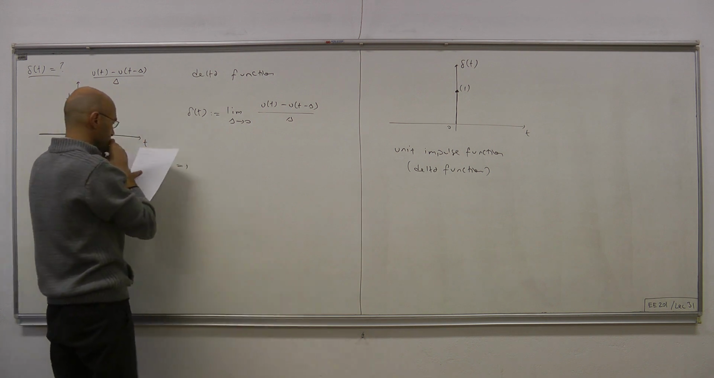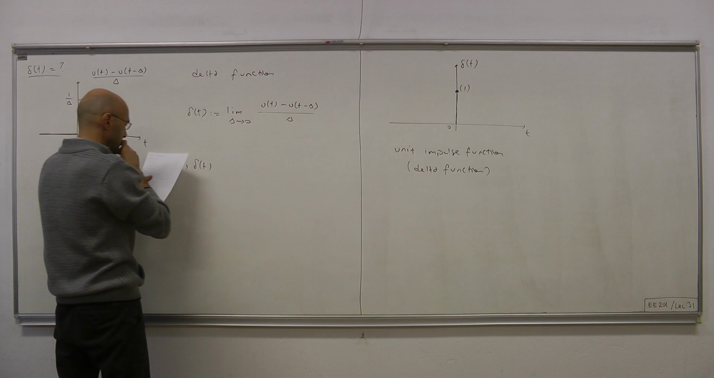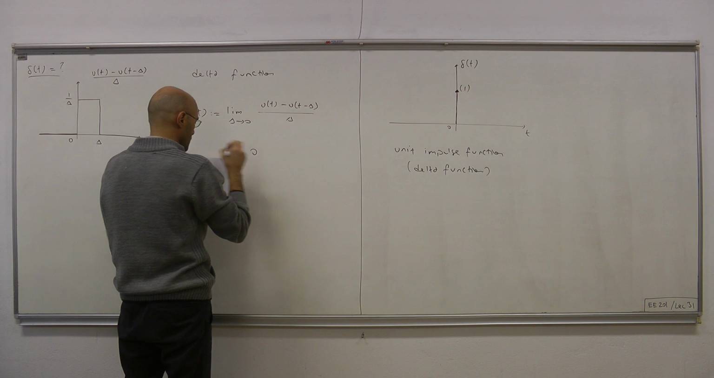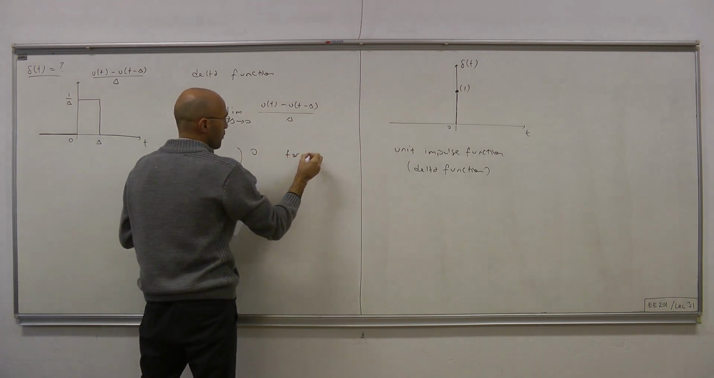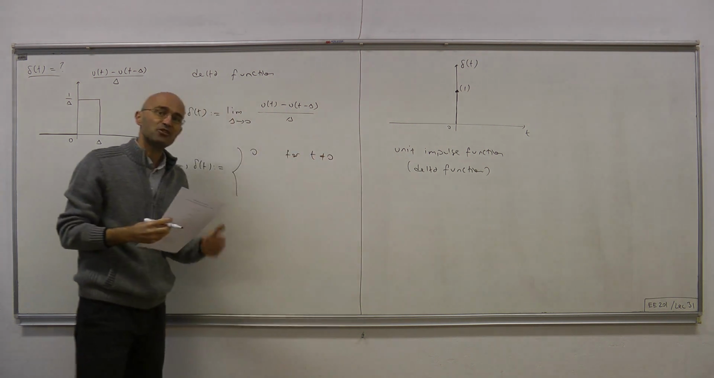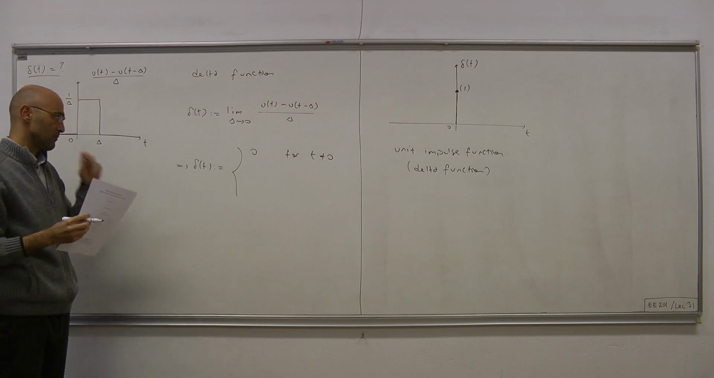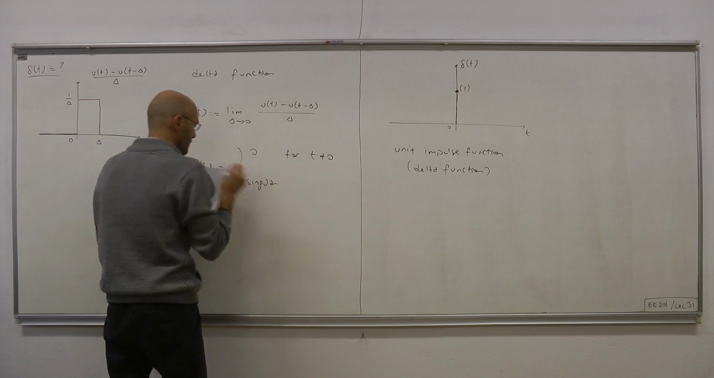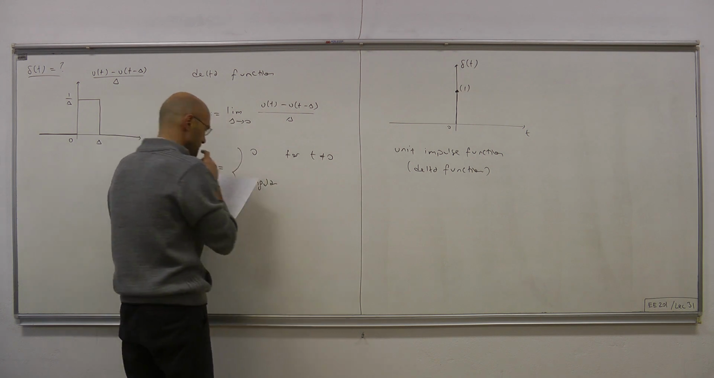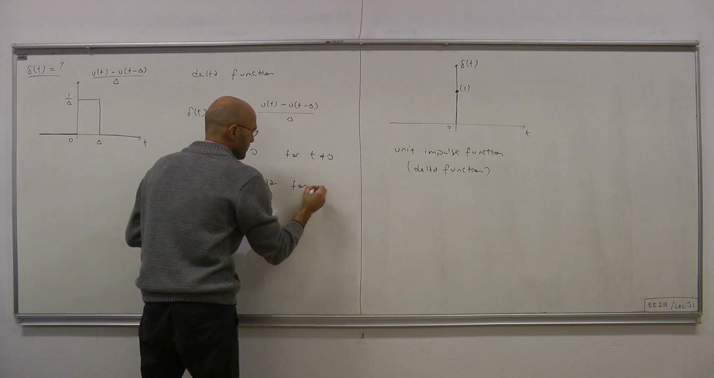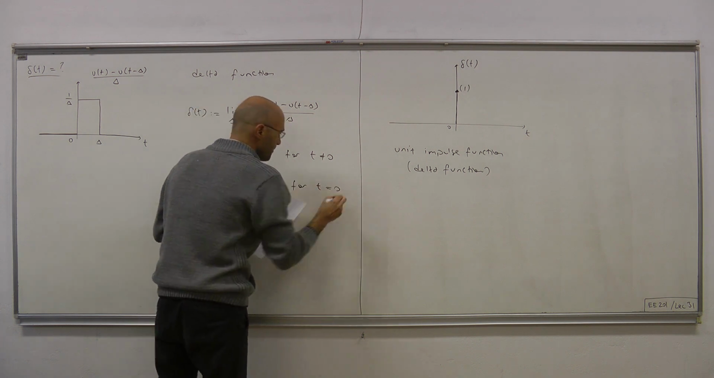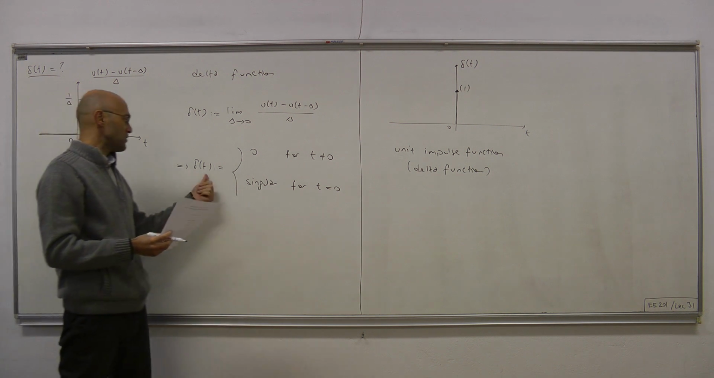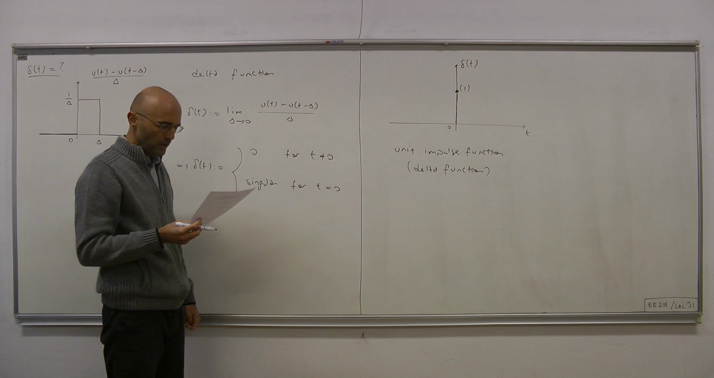Therefore, delta of t is 0 for all non-zero values of its argument. Okay? And at t equals 0, it has some peculiar singularity. Okay? And to understand what that singularity does, the best way is to pass this function through an integral.